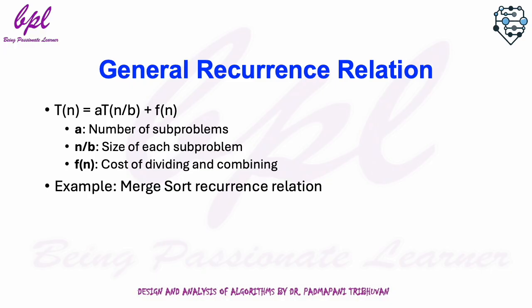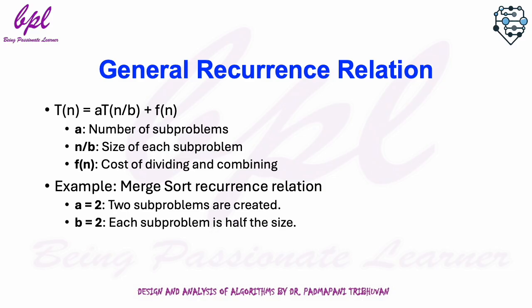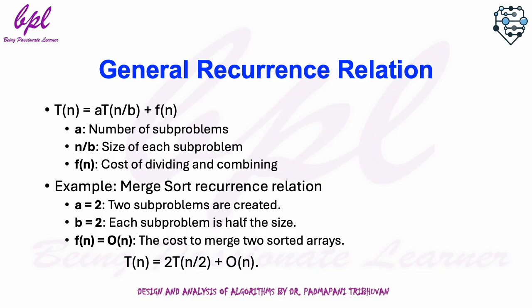For example, for merge sort A is equal to 2. Two subproblems are created. B is equal to 2. Each subproblem is half the size. f(n) is equal to O(n), which is the cost to merge two sorted arrays. This leads to the recurrence T(n) = 2T(n/2) + O(n). We solve this to get T(n) = O(n log n).